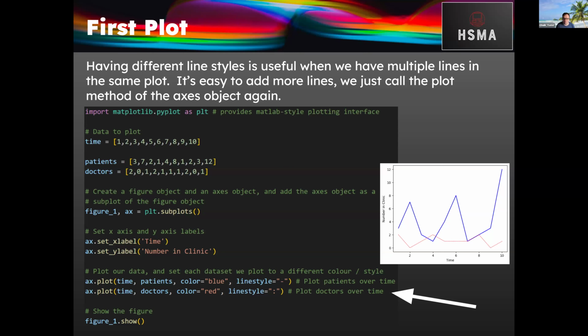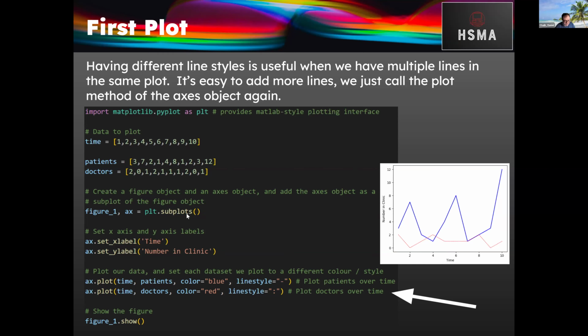Now, that sort of thing where you're changing the style of a line comes into its own really where you're plotting more than one plot within your graph, more than one line in your line graph, for example. And it's really easy if you want to plot more than one line in your graph. You simply call the plot method again. So here I've got some data. I've got time here, which will be on my x-axis as I had before. But then I've got a list representing the number of patients and a list representing the number of doctors within a clinic at any time.